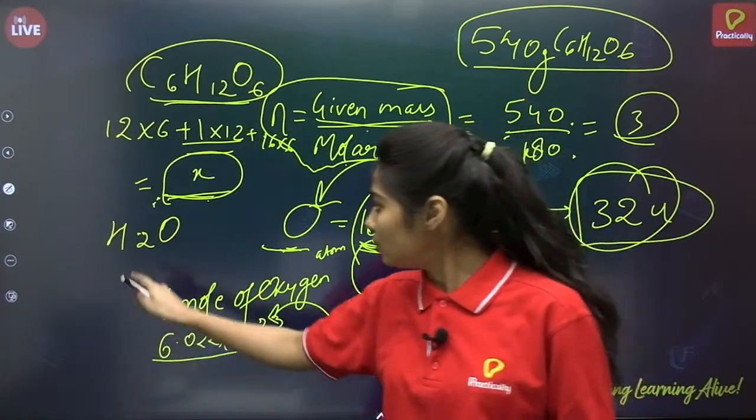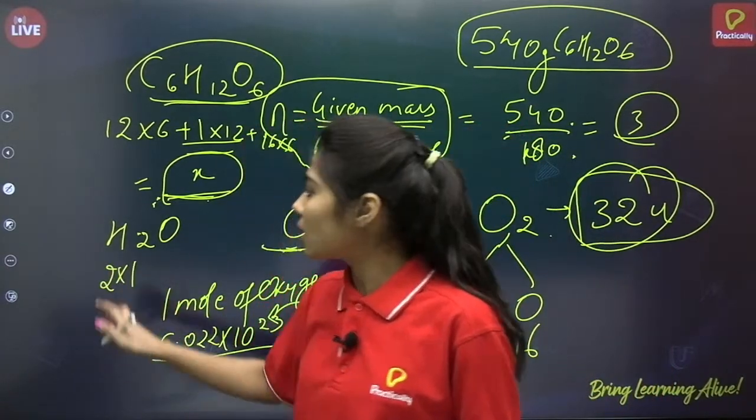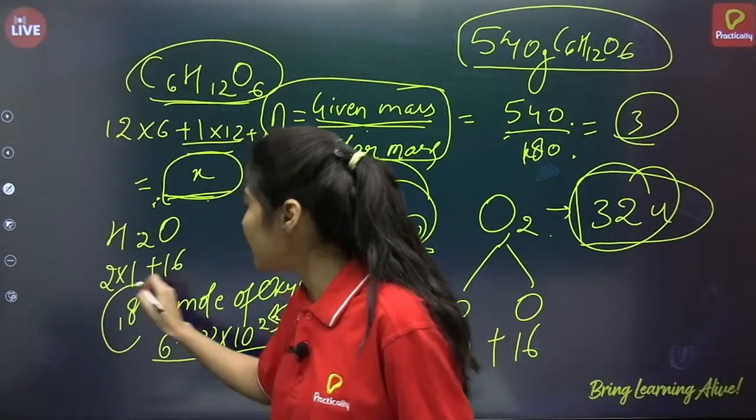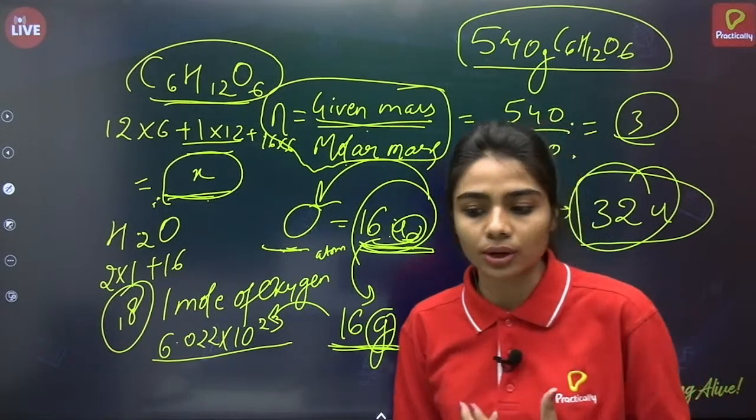So what will I do? 2 into 1, because the mass of hydrogen is 1. Oxygen is 16. So it comes out to be 18. So the molar mass of water is 18.